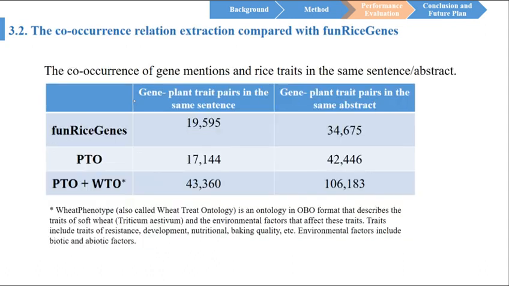Our gene rice trait pairs in the same sentence are less than FunRiceGene. One possible reason is that the keyword of FunRiceGene is not so rigorous. The rice trait, like plant and protein, means not all of the gene rice trait pairs in FunRiceGene are available. And we also evaluate our work from two aspects: merge ontology and extract the gene trait pairs based on the abstracts. Compared to the FunRiceGene result, our method performed better, and we manually check all of our results. They are correct and convincing.